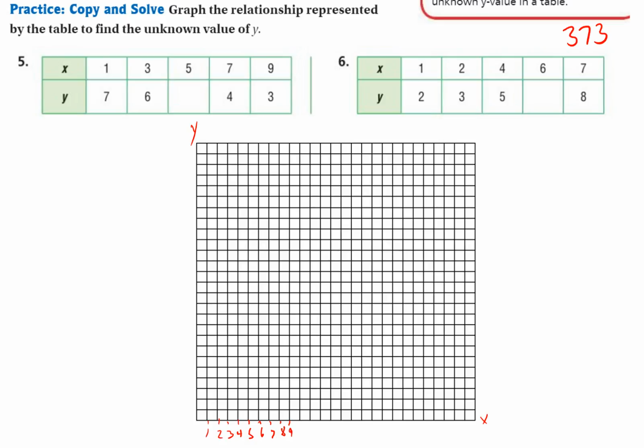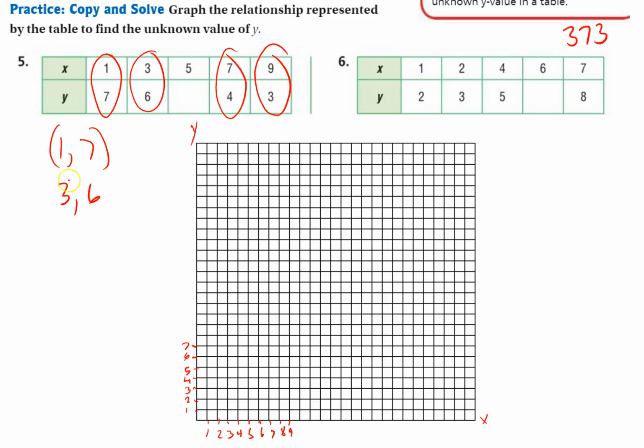And then my y, same thing, pretty small, so I'm going to count by ones again here. This is going to be 1, 2, 3, 4, 5, 6. It's right there. 7. And I only need to go up to 7, it looks like. That looks like it's my biggest number I'm dealing with. So these are my ordered pairs. Okay, so the first one, x always goes first, 1, 7, then 3, 6. I don't know this one yet, then 7, 4, then 9, 3. So I'm going to graph those points that I do have.